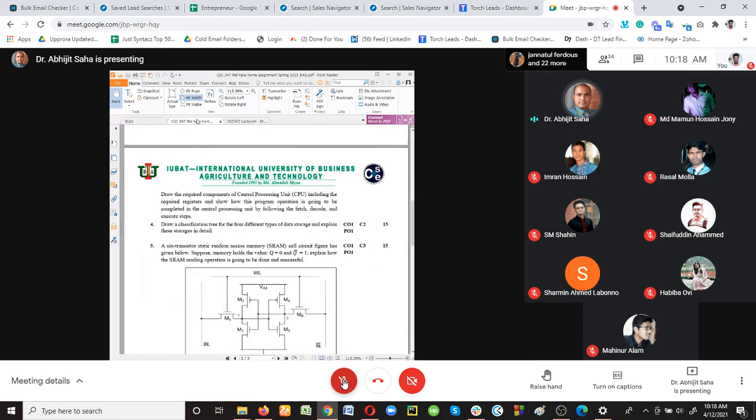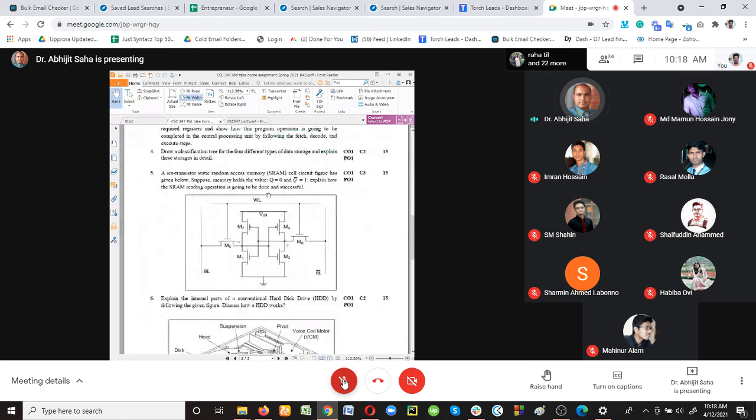So now the next question is also a simple job. We have already done it, right? Can you remember that when q equals 0, q bar equals 1, when q equals 1, q bar equals 0, then what is going to happen? We have actually practiced it in our class also.